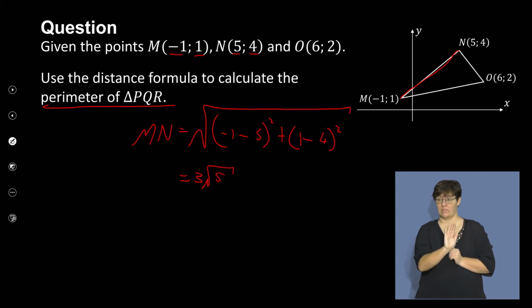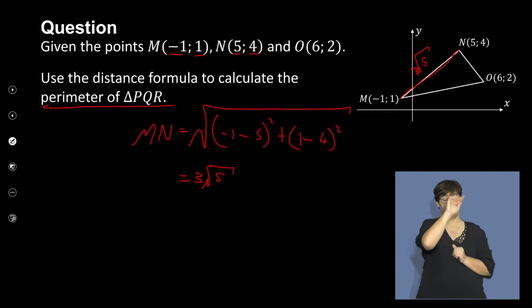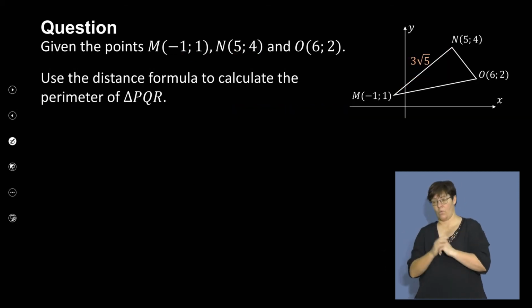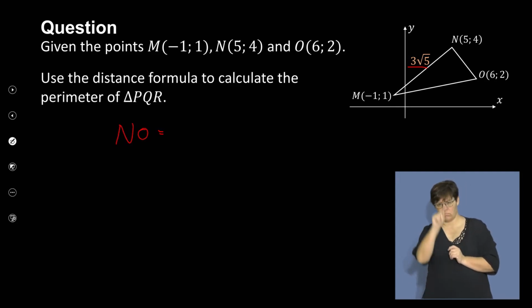So I've now calculated this distance of MN. That distance there, I've drawn it on my sketch, is 3 root 5. I haven't got the full perimeter, but I've started and I'm getting there. So the next thing, and I've drawn it, is I'm going to calculate the distance between N and O. So again, I'm going to use the formula.